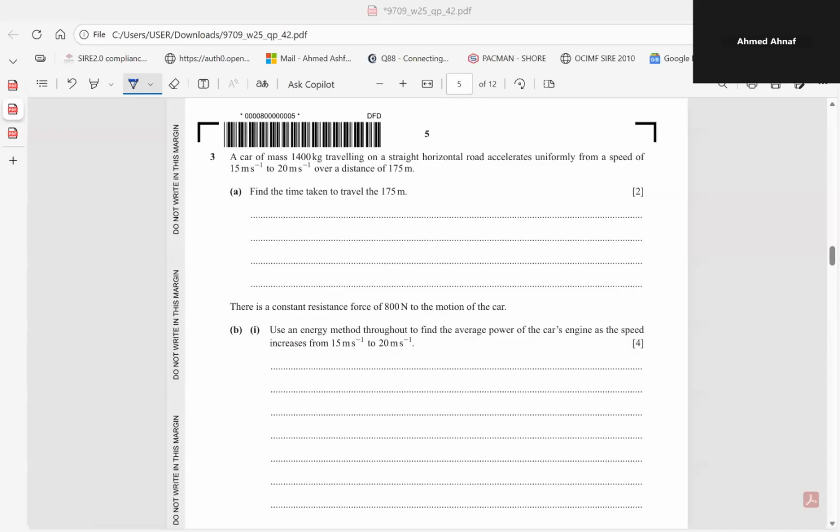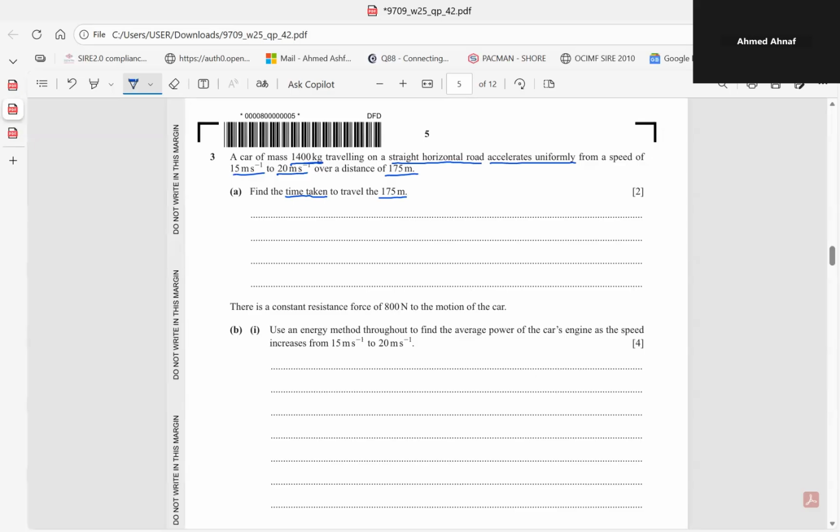Okay, so for this question, we're told a car of mass 14,000 kg is traveling on a straight horizontal road, accelerates uniformly from a speed of 15 meters per second to 20 meters per second over a distance of 175 meters. So first we need to find the time taken, aka t, to travel this distance.